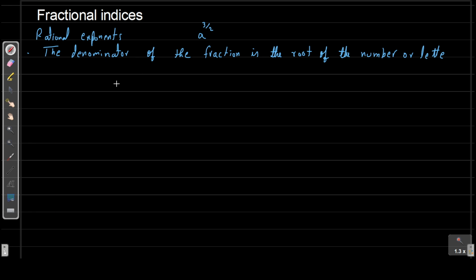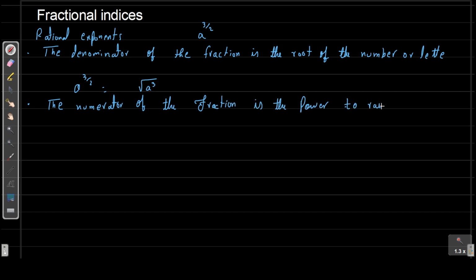So I can write a to the power 3 by 2 as the square root of a cubed, because we have 2 in the denominator. The denominator shows the root of the number. That's how we can write a to the power 3 by 2 as the square root of a cubed. Similarly, the numerator of the fraction is the power.